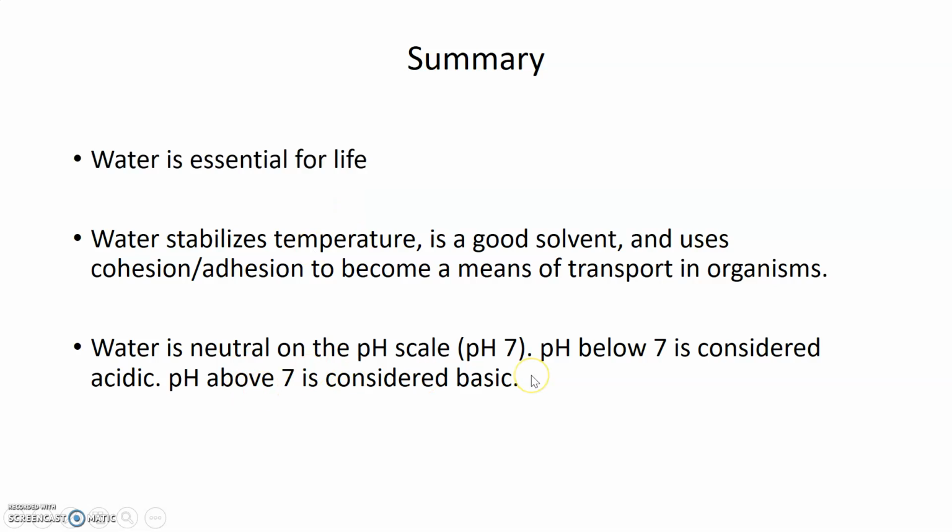Water itself is neutral according to the pH scale, so it's at pH 7. Anything on the pH scale below 7 would be considered an acid, and pH above 7 are considered bases. All of these things, water as well as the pH scale, acidic and basic, are things that we're going to continue to talk about in the next couple lectures about macromolecules as well as about the structure of cells and organisms.